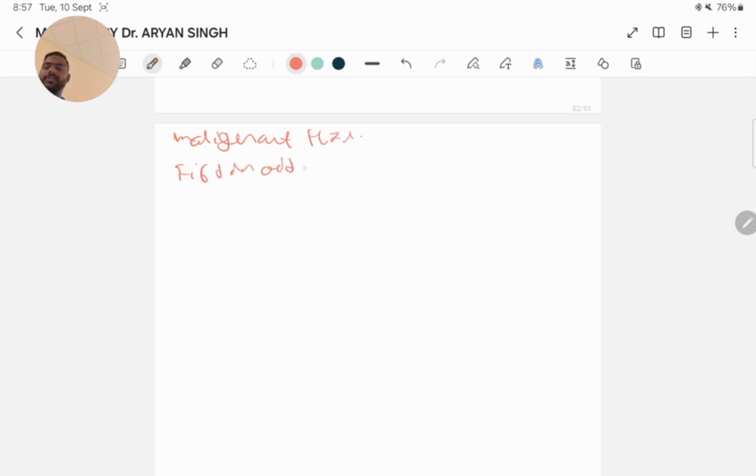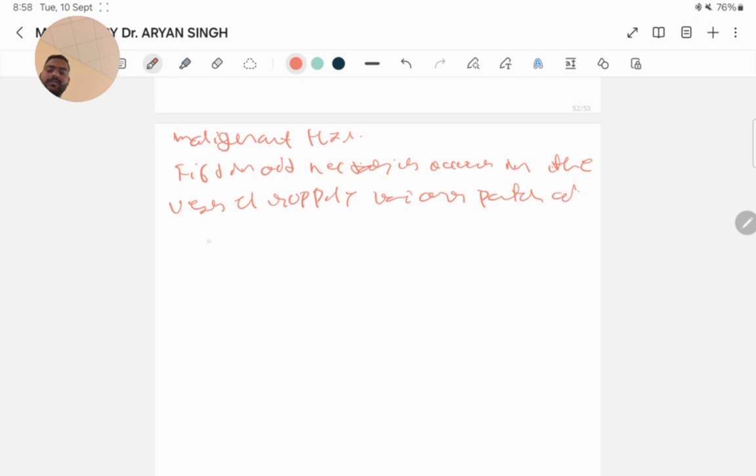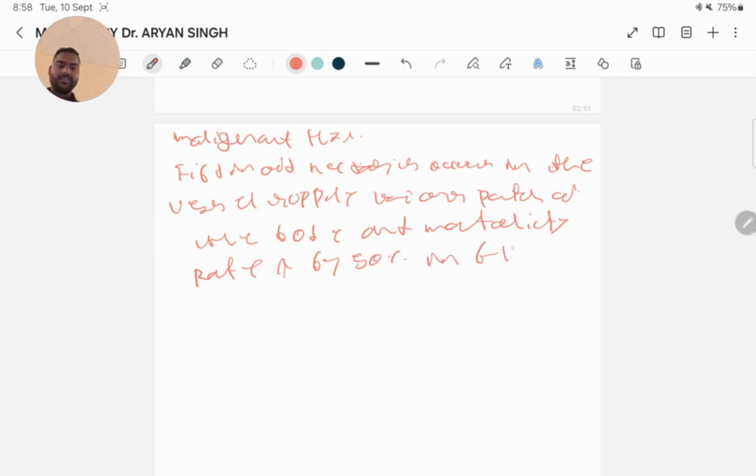Fibrinoid necrosis occurs in the vessels supplying various organs, various parts of the body, and mortality rate increases by 50% in 6 to 12 months.